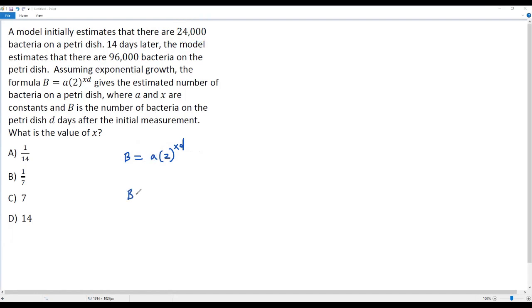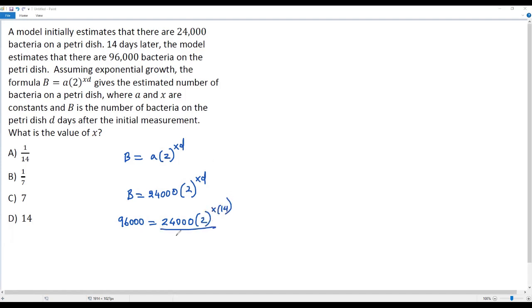Okay, now let me plug in 24,000 for A over here times 2 to the power of x times D. And there is information that 14 days later, the number of bacteria in the petri dish is 96,000. That is, when this lowercase d is 14, the value of this capital B is 96,000. Okay, let me plug in. Then we get 96,000 equals 24,000 times 2 to the power of x times 14.